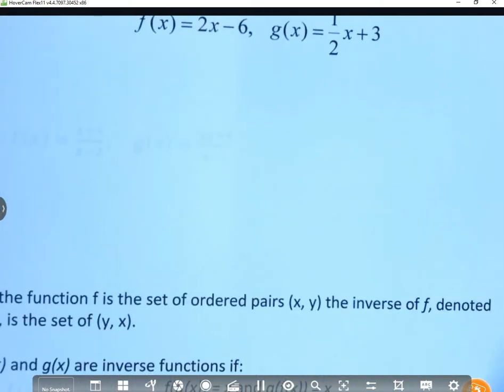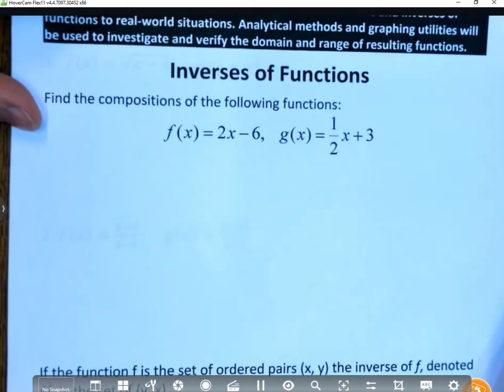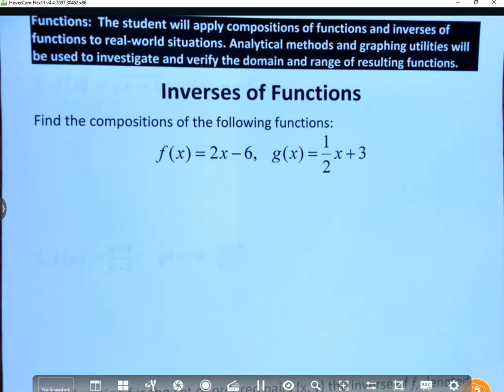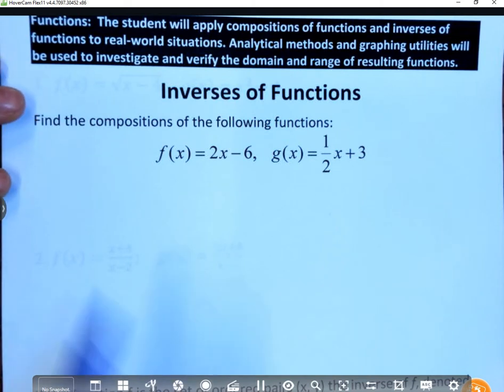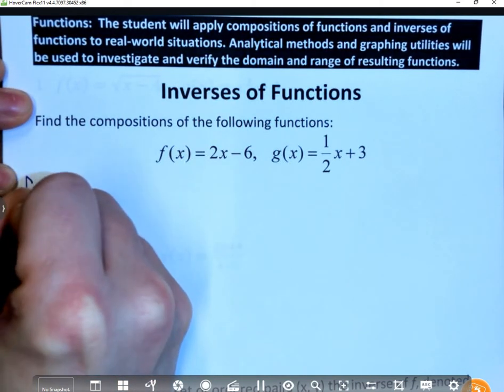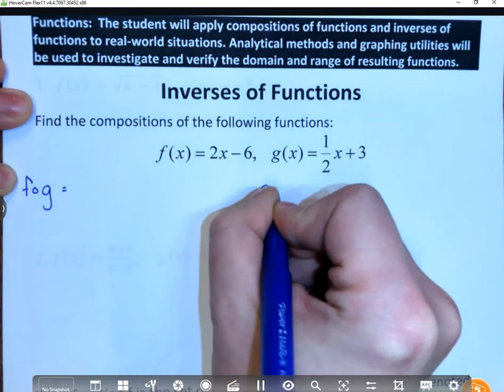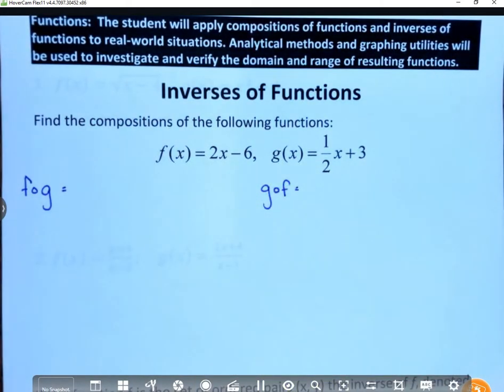Last itty-bitty thing. And again, it's something that you've talked about before. It's just been a while. What we are dealing with is going to be, again, composition of functions. But we're also talking about inverse of functions. So here are two functions, f and g. I want you all to find f of g, and I want you to find g of f. Go ahead and be amazing. f of g and g of f.